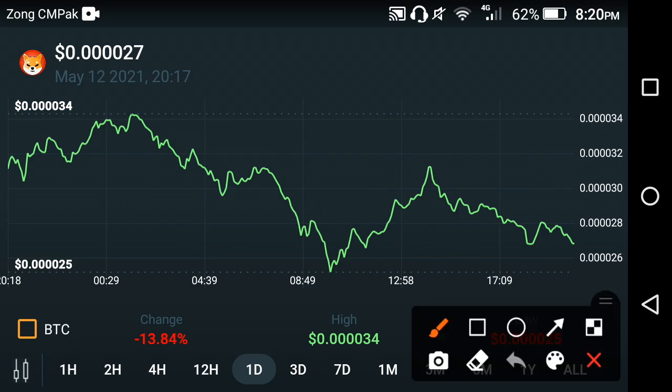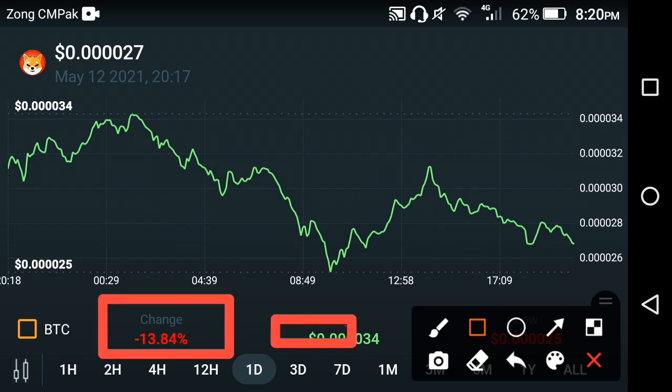But friends, if you look at the last 24 hours of price change in the Shiba token, the last 1 day change is negative 13.84%, and the high price of Shiba is 0.000034 USD, which is the highest price of the Shiba token in the last 1 day, friends.